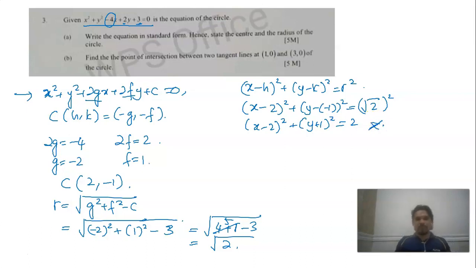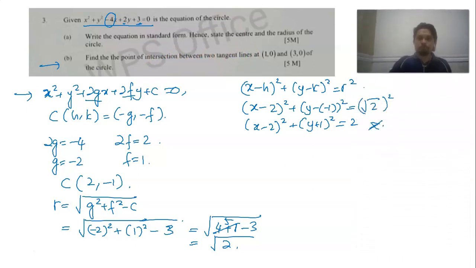Okay, there you go. So for question B, find the point of intersection between the two tangent lines. So just imagine that this is the circle, okay, at this coordinate of 1, 0. So this is the line of tangent here, and this is a coordinate of 3, 0.